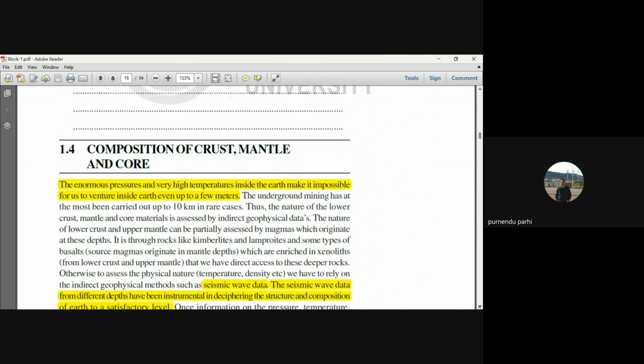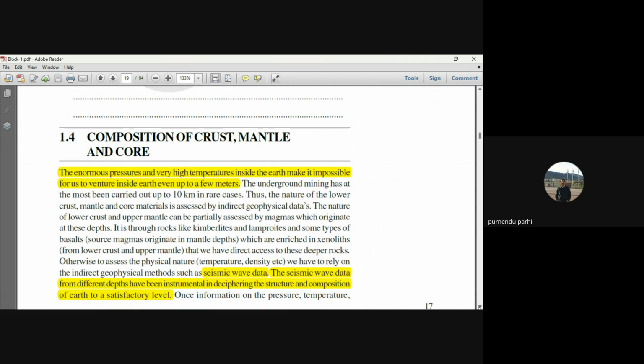Then composition of crust, mantle, and core. Once it gets formed, or once you have differentiated this into crust, mantle, and core, now we should know what is the composition of the crust and the mantle and the core.